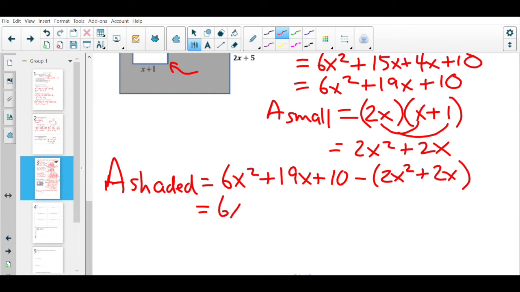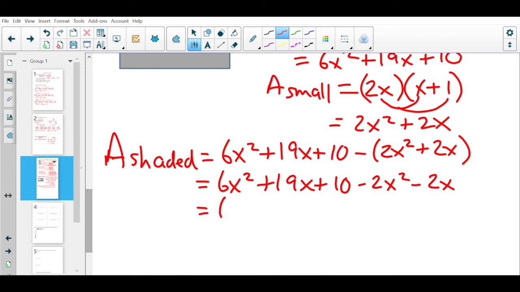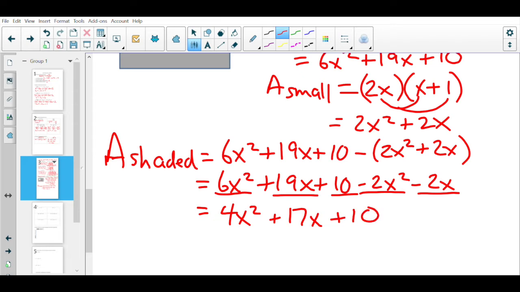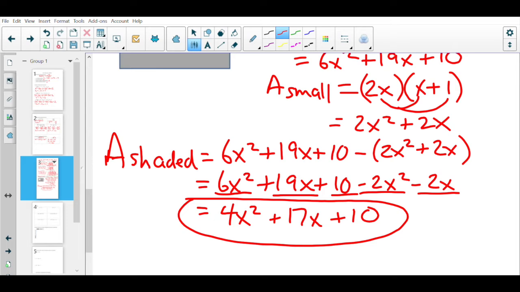Now let's simplify things a bit. 6x squared plus 19x plus 10. That minus sign needs to be distributed across the binomial, so that's minus 2x squared minus 2x. Now we're collecting like terms. There's a 6x squared and a minus 2x squared, that's 4x squared, plus 19x minus 2x, that's plus 17x, and then we have the 10 by itself. So there we are. The area of the shaded region is 4x squared plus 17x plus 10.